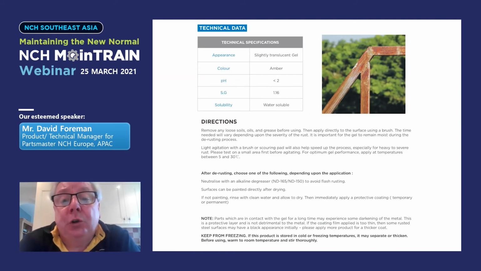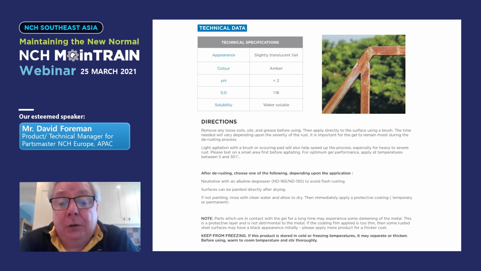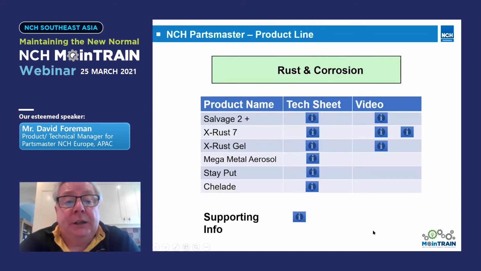What you will have to do, though, is that once you've applied Xrust Gel, you must neutralize the surface using ND150 or ND165, any of those products. So that is basically our rust removal products, which leads us on to the last 3 products in the range, which are these 3: Chalade, Stay Put, and Megametals Aerosol. I'm going to start off with Chalade.